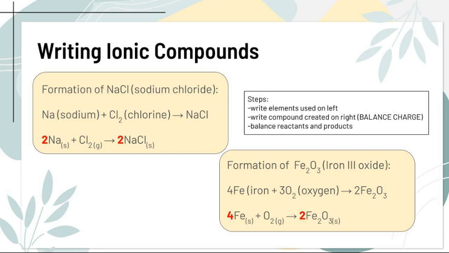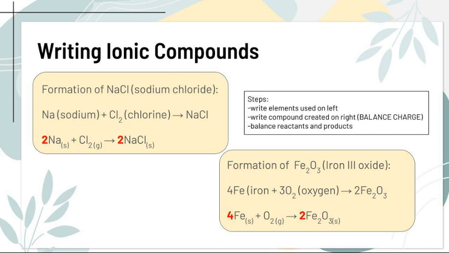Now let's try a more challenging example. Let's take the formation of iron oxide, specifically iron(III) oxide. Iron(III) oxide consists of iron losing 3 electrons and having a +3 charge. And it's important to note that when you name ionic compounds that contain a transition metal, like iron, meaning it has multiple oxidation numbers, you'll need to specify which charge it has using a Roman numeral.